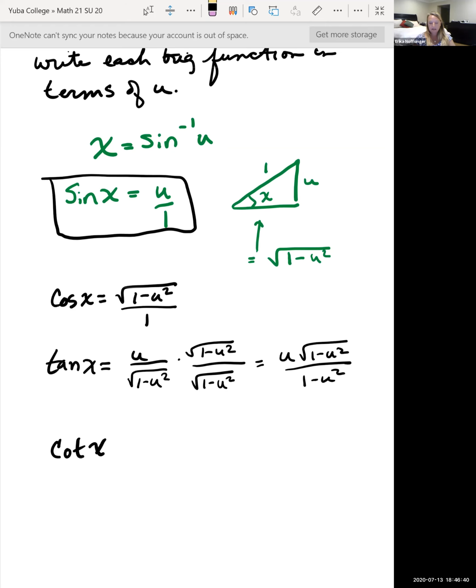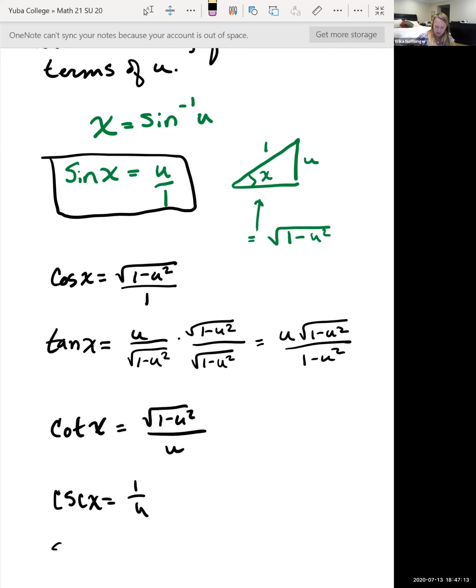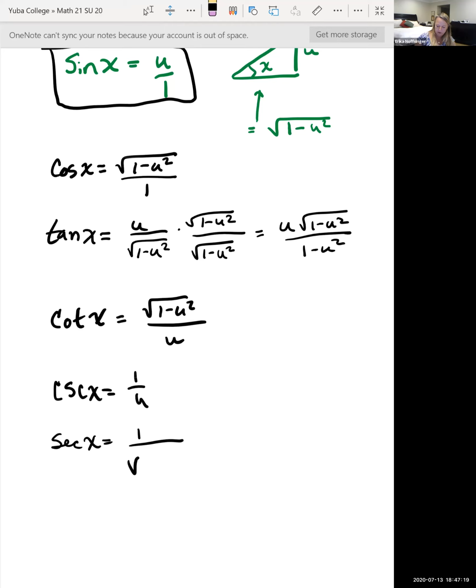Cotangent of x, well, that's a reciprocal of tangent of x, so I don't have to get rid of my radical in the denominator. Let's look at the reciprocal of u over the square root of 1 minus u squared, so that would give us square root of 1 minus u squared all over u. Cosecant of x is the reciprocal of sine of x, so that would be 1 over u. And secant of x, that's a reciprocal of cosine of x, so that would be 1 over the square root of 1 minus u squared.